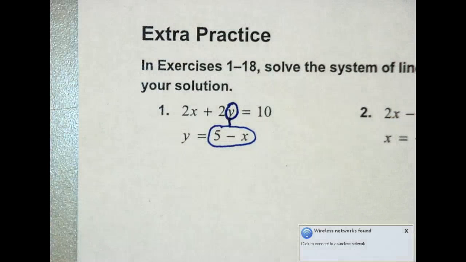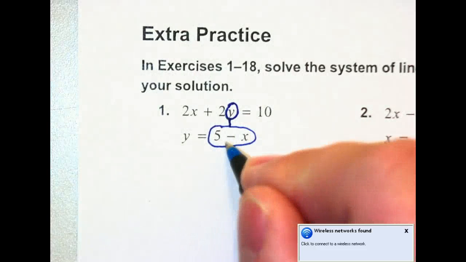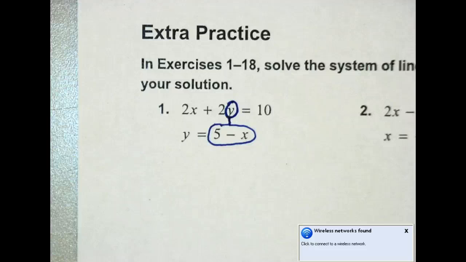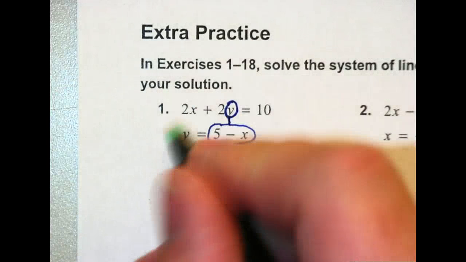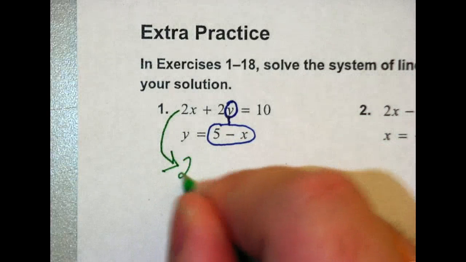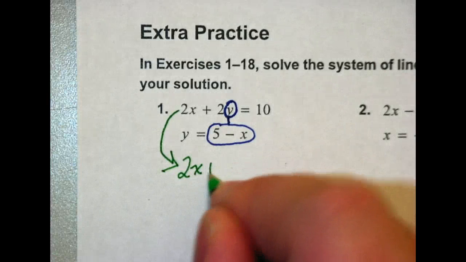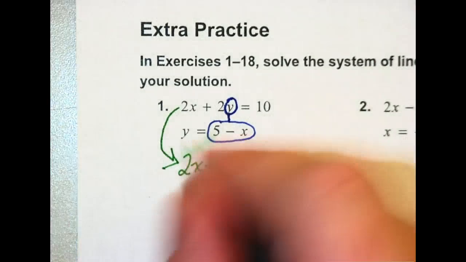Okay, it's like a socket here. This piece is going to go in right there. All right. So what I end up with after I do that, this top equation is going to change. It's now going to be 2x, stays the same, plus, that part stays the same. In fact, the 2 right there stays the same.